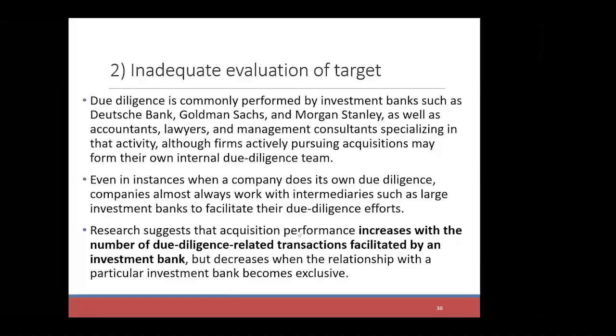But research has also shown that the performance increases with the number of due diligence related transactions. So rather than doing just one transaction, you should do multiple transactions with the investment bank. That is, cross verify the results, go back and forth many times, but do not make the relationship exclusive with just one particular investment bank. So if you are thinking of doing a big acquisition, give the contract not just to Goldman Sachs, maybe give to Morgan Stanley as well. Have multiple opinions. That would ensure that the step that you are going to take is good enough or is justified.